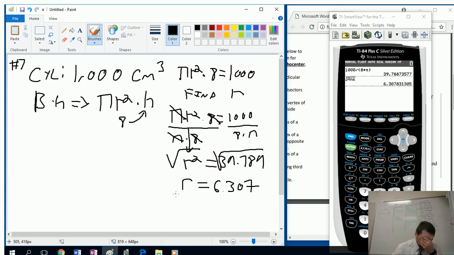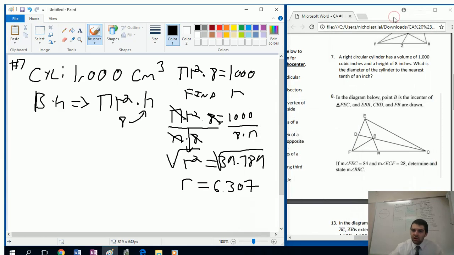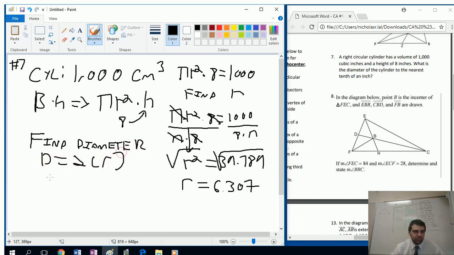So that's the radius, but we need to find the diameter. If you notice, the question asks: what's the diameter of the cylinder to the nearest tenth inch? So we need to find the diameter. The diameter is equal to 2 times the radius. So the diameter is going to be 2 times 6.31, which is 12.62. All right, let's move on.